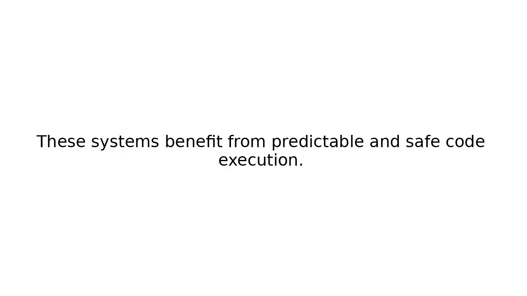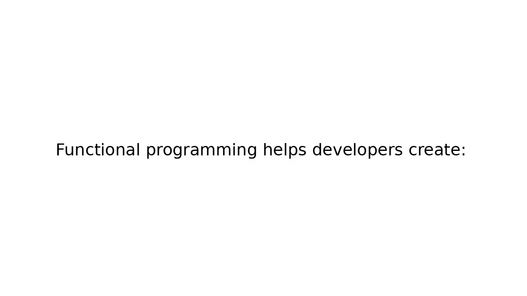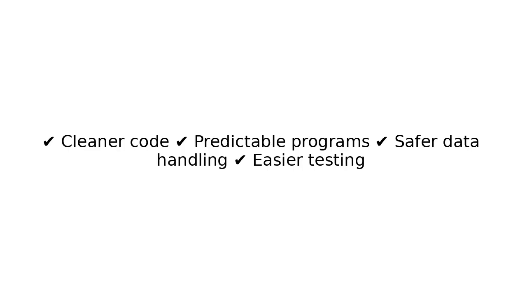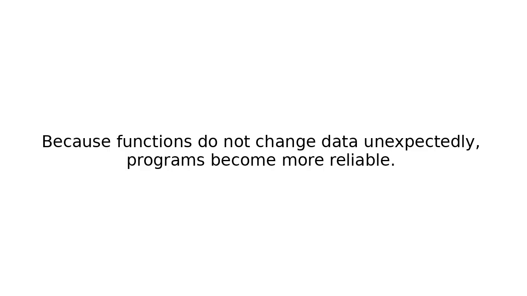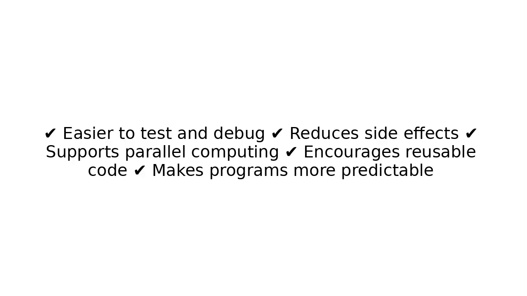Why functional programming matters. Functional programming helps developers create cleaner code, predictable programs, safer data handling, easier testing. Because functions do not change data unexpectedly, programs become more reliable. Advantages of functional programming. Easier to test and debug. Reduces side effects. Supports parallel computing. Encourages reusable code. Makes programs more predictable.